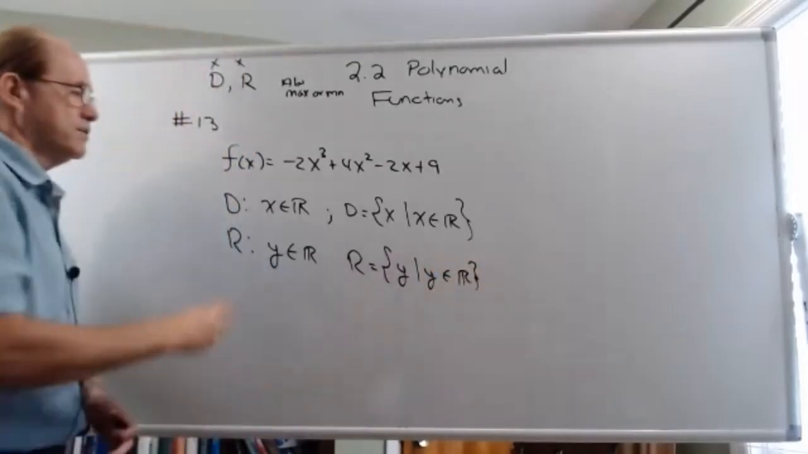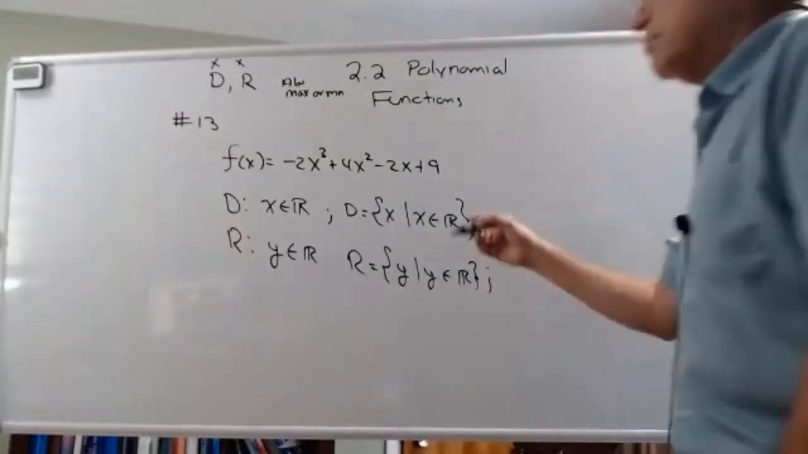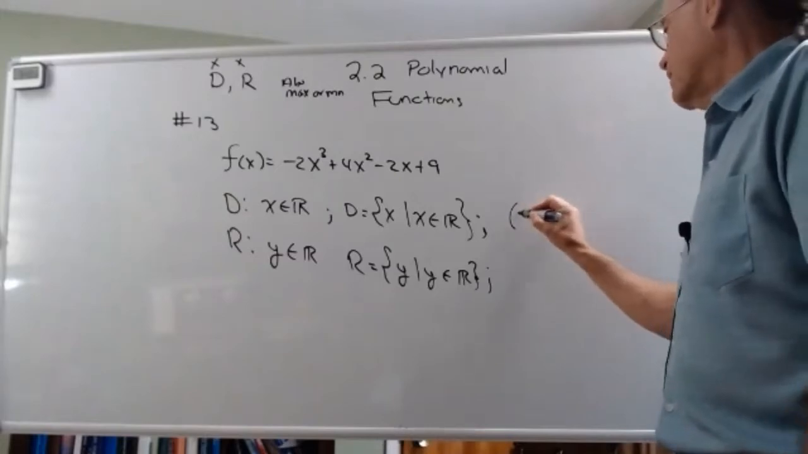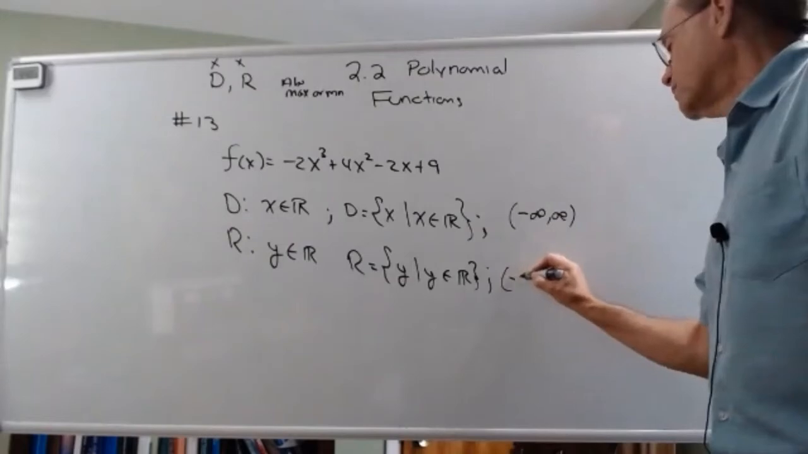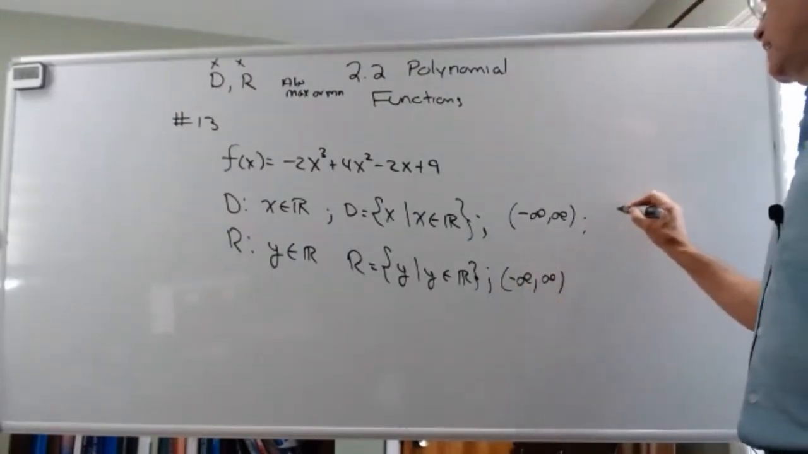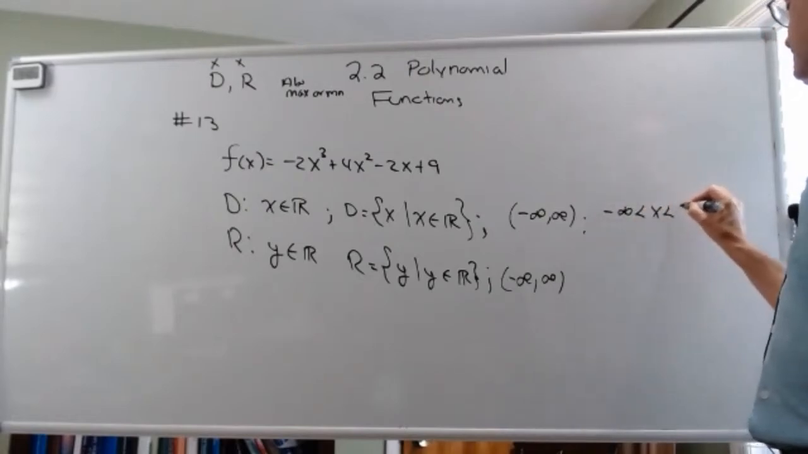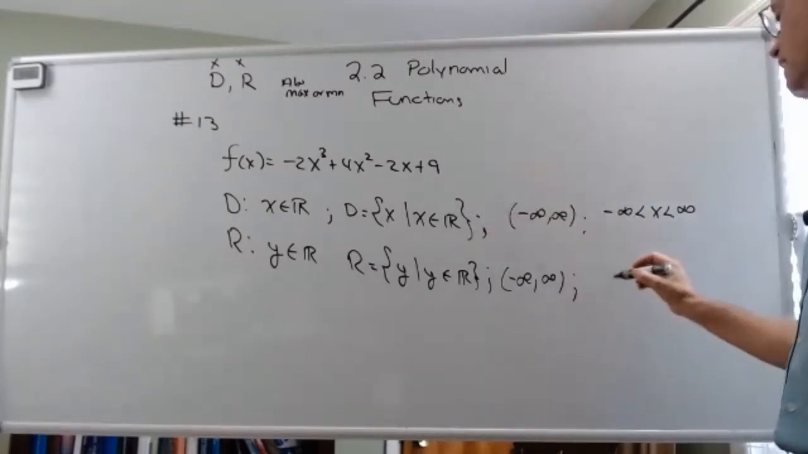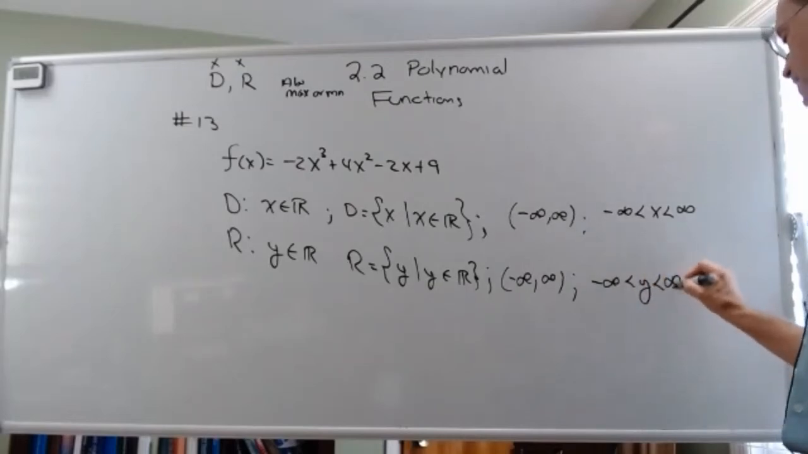You should get used to the various ways of writing it. Another way of writing it is to simply state that the domain goes from minus infinity to plus infinity. Y is also minus infinity to plus infinity. Or you might say that minus infinity is less than x is less than infinity. These are all different ways of illustrating the domain. Minus infinity is less than y is less than infinity.